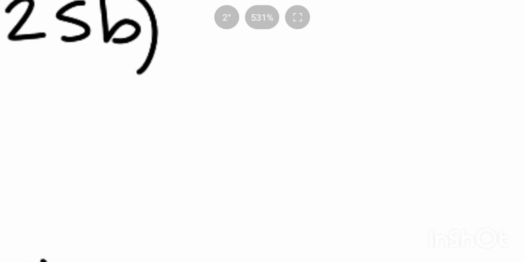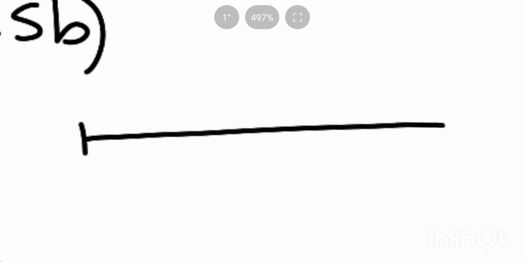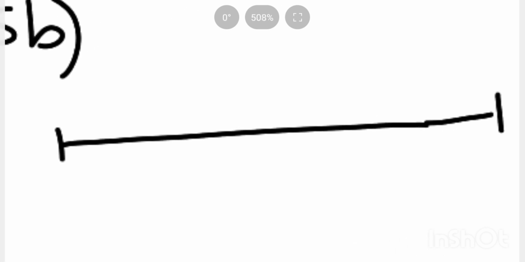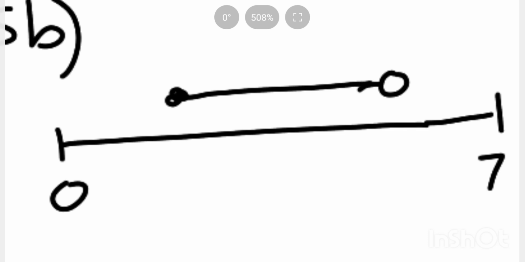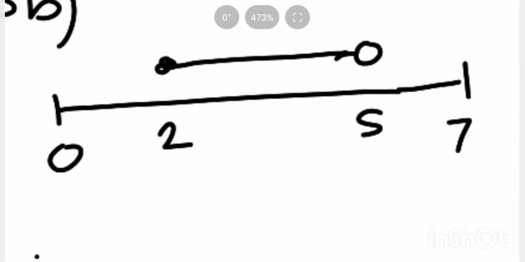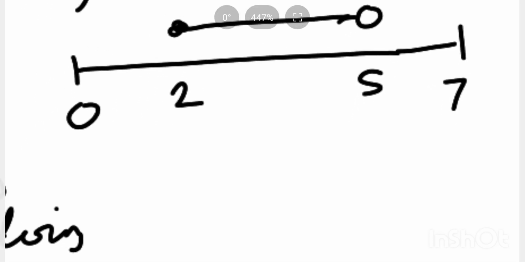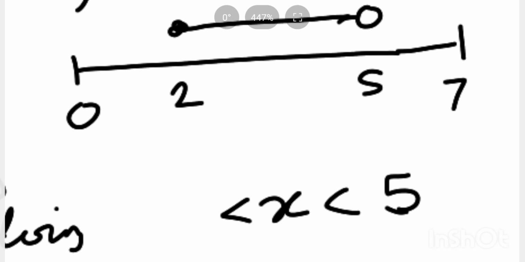So 25b. Write down the inequality represented by the number line. So the number line, 0 and then 7, then there's a black dot and a white circle. The black dot is at 2, the white circle is at 5. So that tells us what the limits of this inequality are: 5 as the upper limit and 2 as the lower limit.